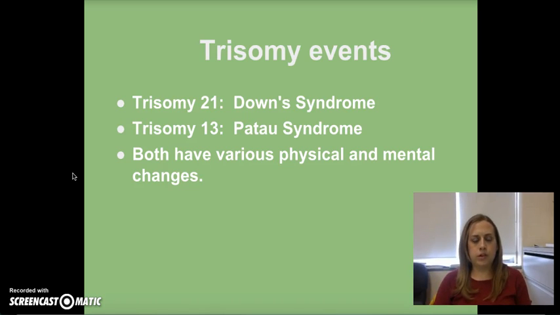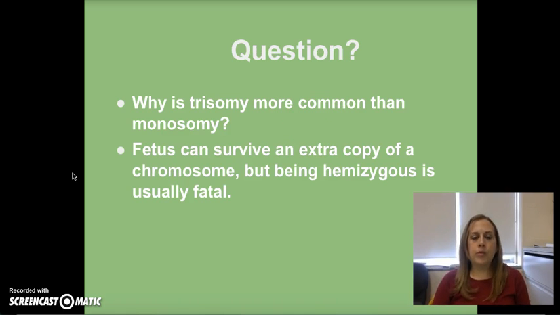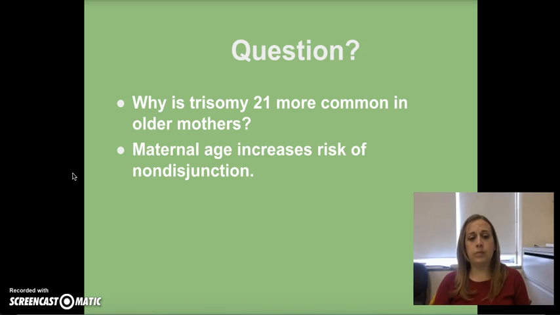Probably the most common trisomy that you hear about is trisomy 21, which is also Down syndrome. And so there's various mental and physical changes that occur with Down syndrome. And one thing that you may notice is that you hear a lot more about trisomy than monosomy. And so one reason that trisomy is more common than monosomy is because any fetus that at conception has a monosomy, so is missing a copy of a chromosome, usually isn't going to be able to survive. And so a fetus can survive with an extra copy of a chromosome, but being hemizygous or having only 1 copy of a certain chromosome is usually fatal. And so that fetus will not develop, and so essentially the woman would have a miscarriage due to the fact that there's not enough information there for the fetus to fully develop.